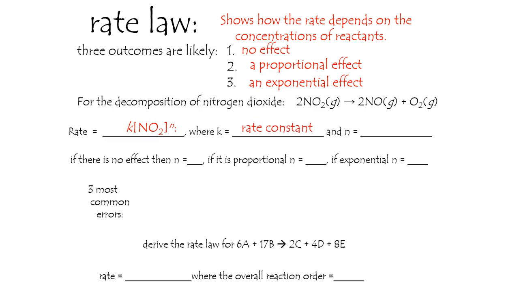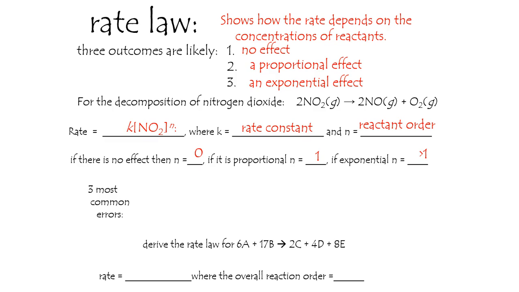A small number means a slower rate, a high number means a faster rate, and n is the reactant order that we referred to up here. If we had no effect, n is 0, and in fact the rate would just be equal to k, since anything to the 0th power is 1. If it's proportional, we put a 1 there. If it's exponential, it might be a 2, a 3, etc.